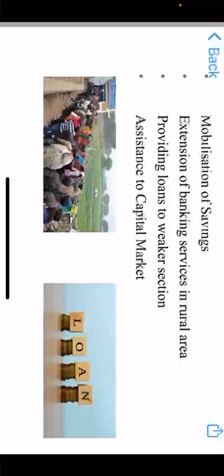Next we have assistance to capital market. In the capital market, long-term financial instruments are traded. So here banks give long-term loans. It could be to small-scale industries or to traders, transporters, agriculturists or industrialists. So that was about developmental functions.